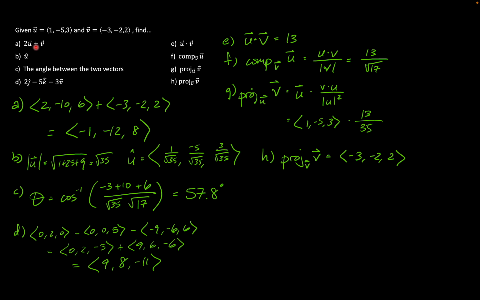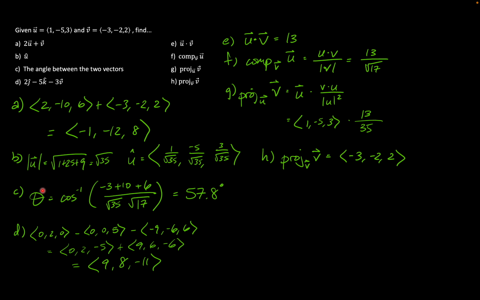Then in part B, we were asked to find the unit vector in the direction of u. So I'm going to start by finding the magnitude of u by square rooting the sum of the squares of each component. That gives me root of 35. And now to find the unit vector in the direction of u, I will take what u was originally, 1, negative 5, 3, and divide each component by the magnitude of u, so that gives me this unit vector.